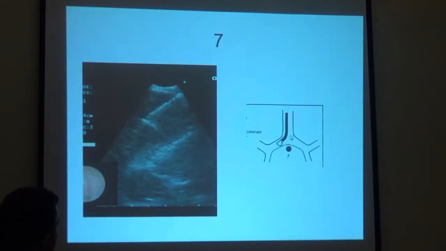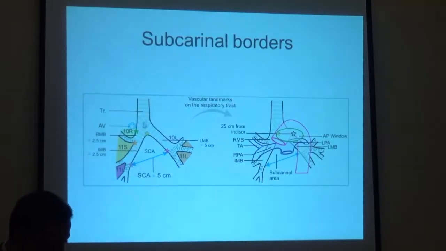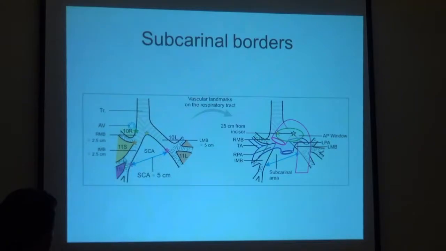So this is another view here. You're on the right side, the right carina, and you're seeing your subcarinal lymph node. This is the left atrium, and that's your needle coming from the right, the puncture. Again, just to emphasize the subcarinal border that we changed, it now goes all the way to the lower border of the bronchus intermedius on the right, and the upper border of the left lower lobe bronchus on the left. So this is your carina, this is where you want to sample all this wall.